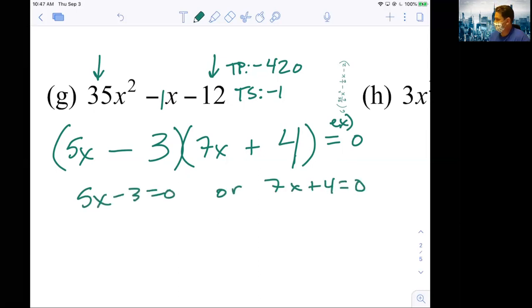It only works when it's factored and equals 0. So then you got x equals 3/5, or x equals negative 4/7. And now you have possibly two solutions that answer the question that you set out to answer. So that's why factoring is so important.